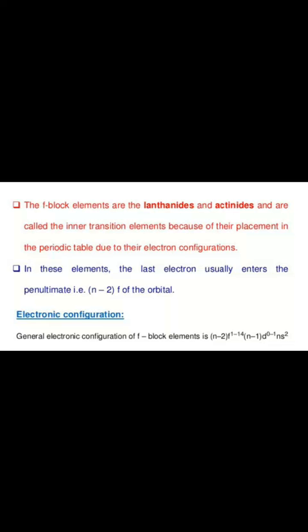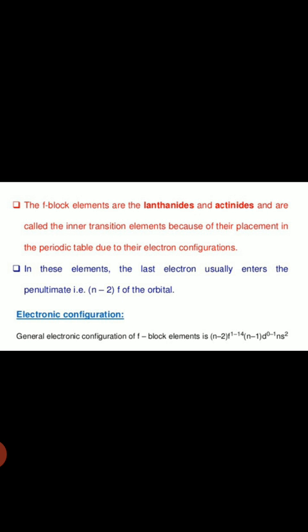Good morning, students. Today we are going to start our new topic, that is the F block elements. Now, the F block elements are the elements in which the last electron enters the F subshell, right? In these elements, the last electron is added to the third to the outermost energy level, that is the anti-penultimate shell, that we can say to be the (n-2) f orbital.